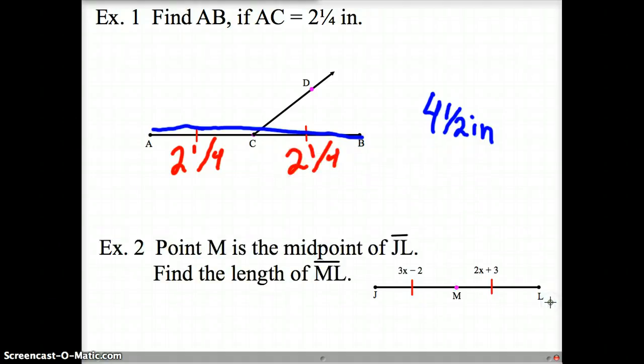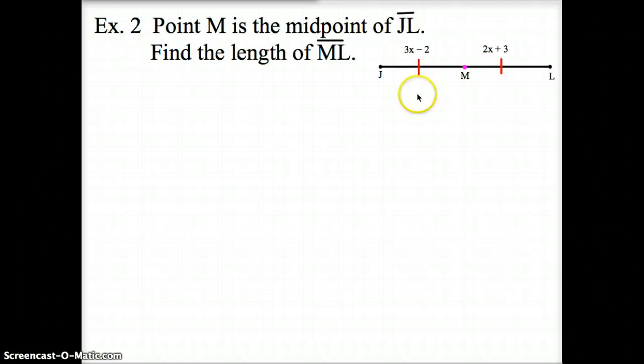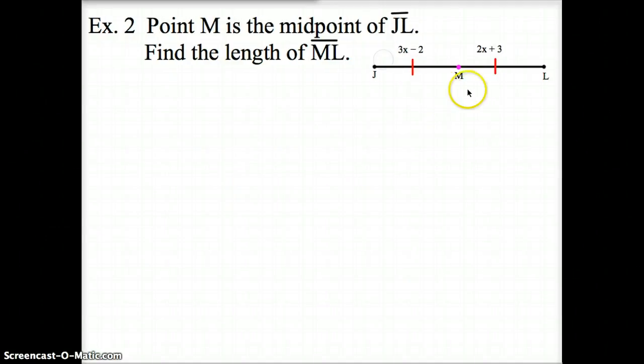M is the midpoint, so we know that JM is going to be congruent to ML. So since they're congruent, their measurements are equivalent. So all I have to do is set these two expressions equal to each other. So 3x minus 2 is going to equal 2x plus 3.